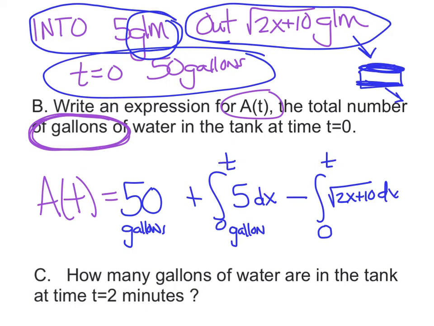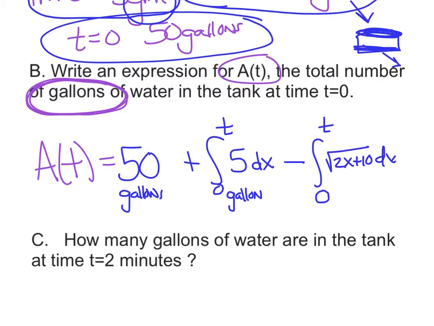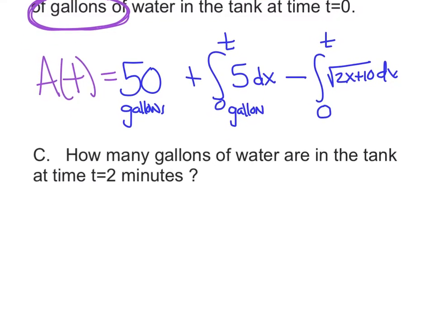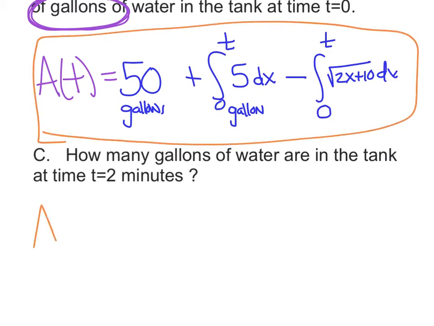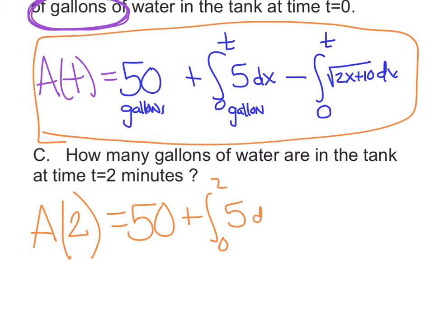My upper bound will be at any time t that I want to substitute in. So for example, if I wanted to know the number of gallons at t equals 1 minute, I could easily plug a 1 in. If I wanted to know it at 5 minutes, I could easily plug a 5 in. So now part C specifically says, how many gallons of water in the tank at t equals 2 minutes? Well, it's simple now. All I have to do, since this represents gallons of water, is find A of 2. So that's going to be 50 plus the integral from 0 to 2 of 5 dx minus the integral from 0 to 2 of radical 2x plus 10 dx.